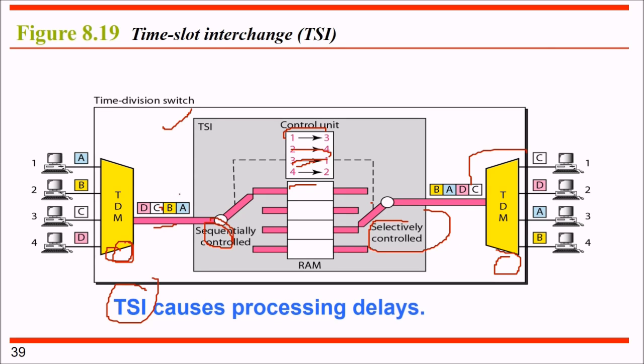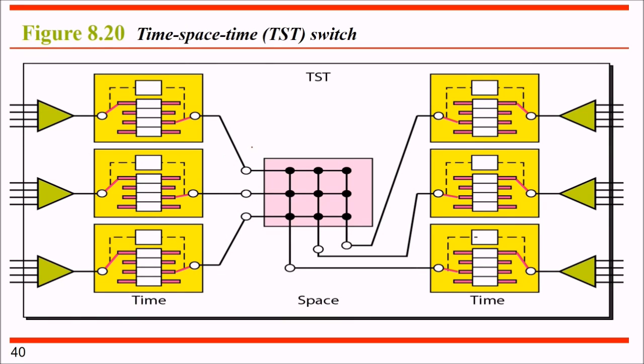So TSI, that is time slot interchange, will introduce various processing delays. See what processing is going on. So this TST, time space time switch, is with respect to time and with respect to space. There are three levels: time, space, and time. So these are crossbars, and these are TSI. So there are three levels: time, space, time switch.